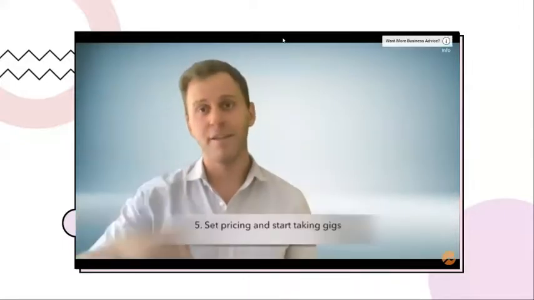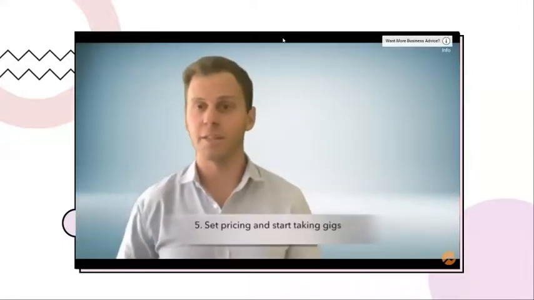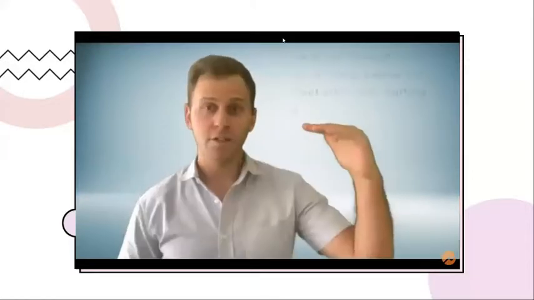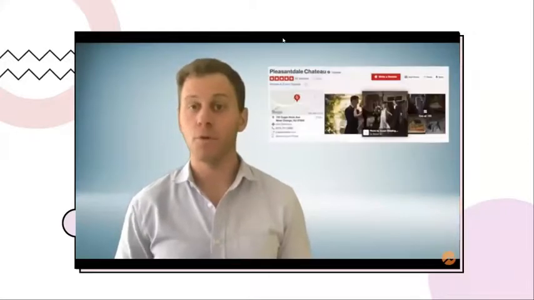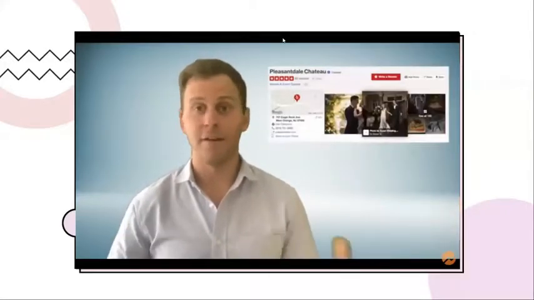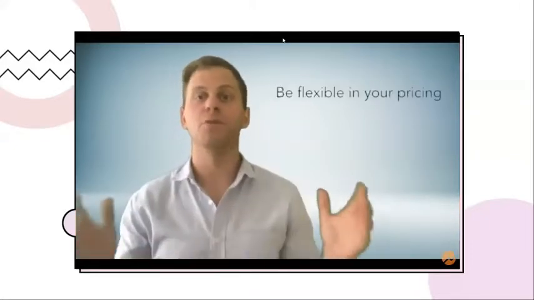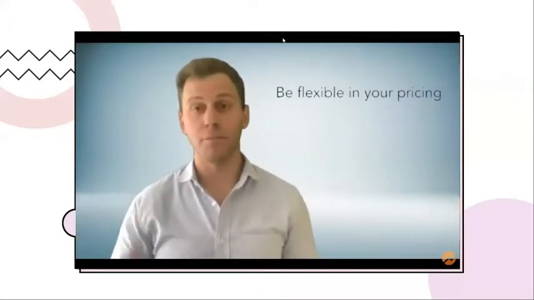Step 5 is to set your pricing and to start accepting gigs. When it comes to pricing, you should already have a good idea of what competitors in your area and at your level are charging. Look to set yourself in line with, if not a little below, the market rate when starting out. When it comes to a business that is so reliant on customer reviews and feedback like an event space, it's more important to book events than it is to make a fat profit off of them in the beginning. If you're not getting clients, you're making nothing and your staff is making nothing. Be flexible in your pricing and do what you need to do to get the business off the ground.